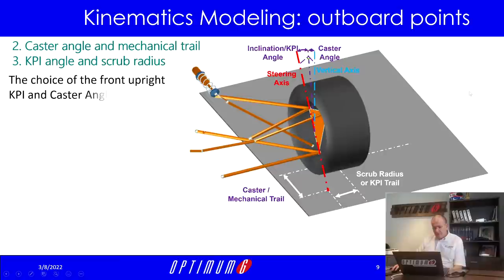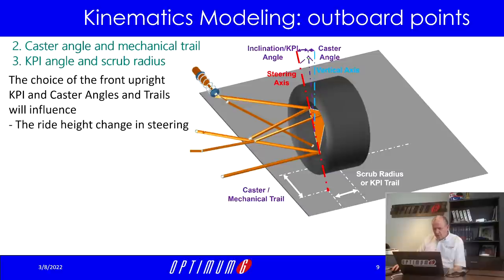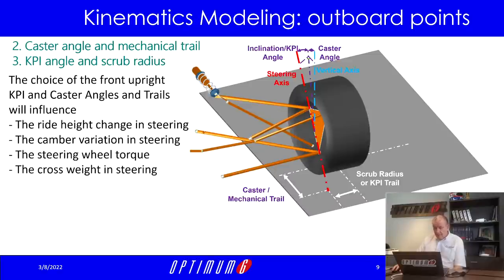The choice of the front upright and KPI, caster angle and trail will influence four important things. Number one, the ride height change in steering. And if you have 1 or 2 millimeter of difference, could make a serious difference in terms of aerodynamic behavior, because on race car, the ride height is extremely sensitive and influence the downforce and the downforce distribution in the drive. Then the camber variation in steering, then the steering wheel torque, and then the cross weight in steering, which is very, very important. This is something that a lot of people are ignoring.